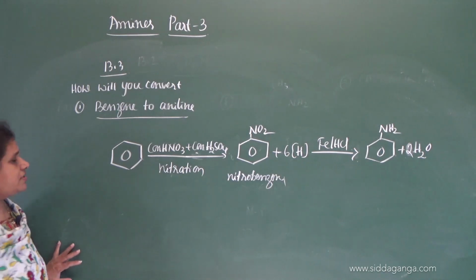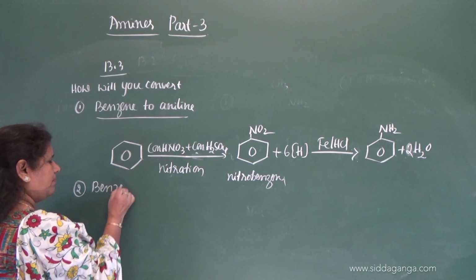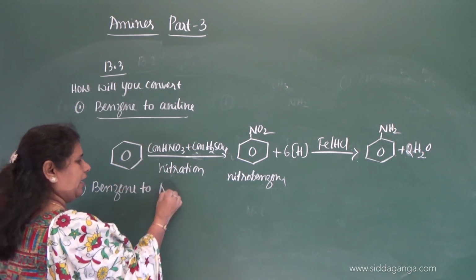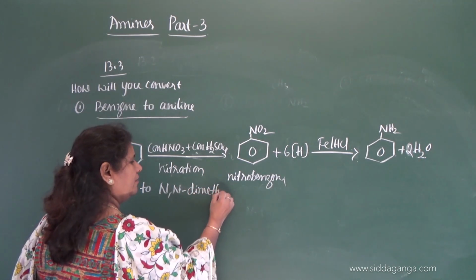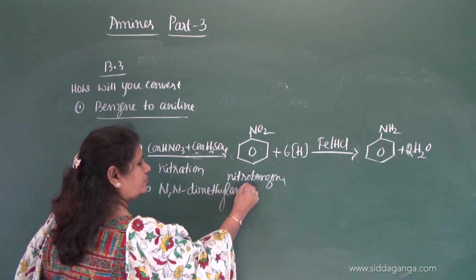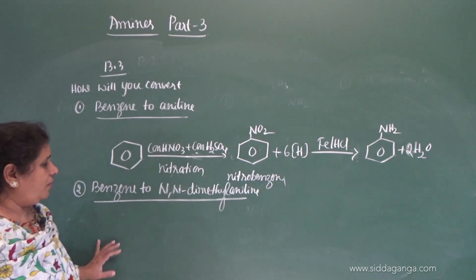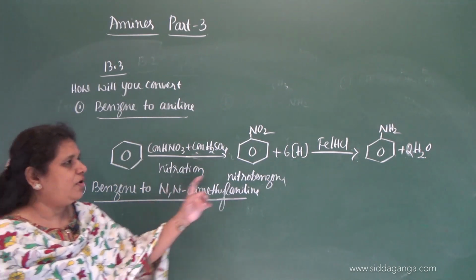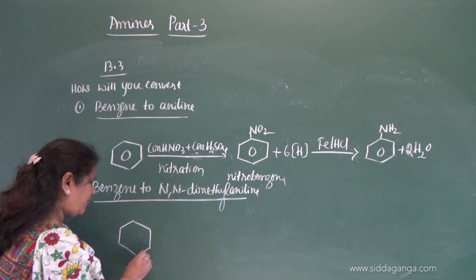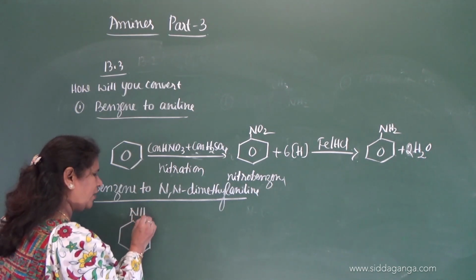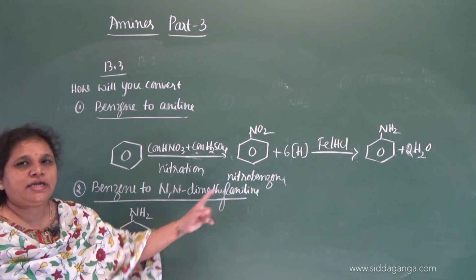And the second one is benzene to N,N-dimethyl aniline. So you know how to convert benzene to aniline. Just take the same compound aniline. First we need to convert benzene to aniline. Then we have to convert aniline to N,N-dimethyl aniline.